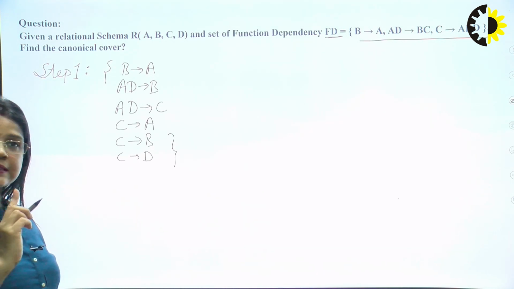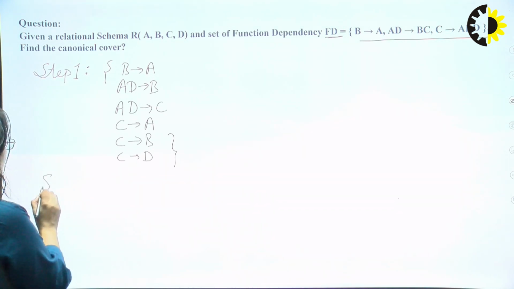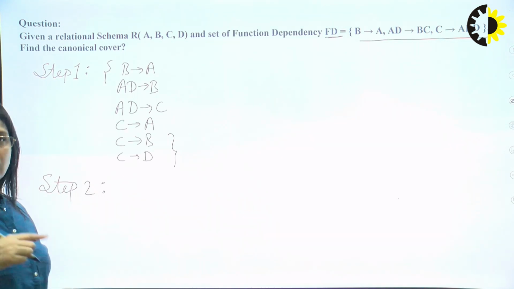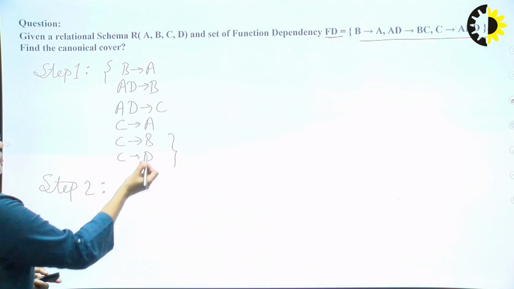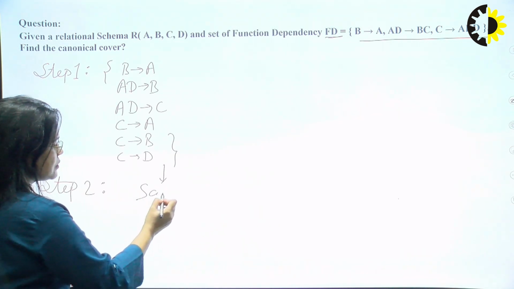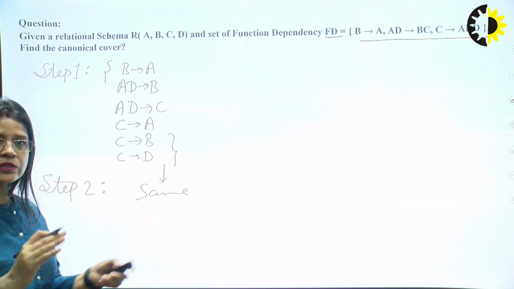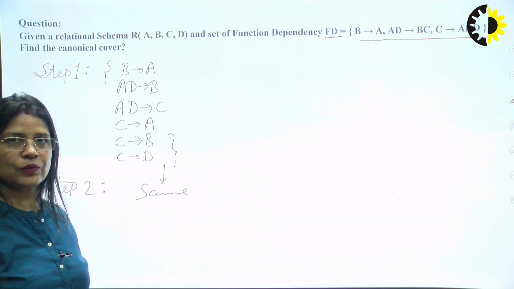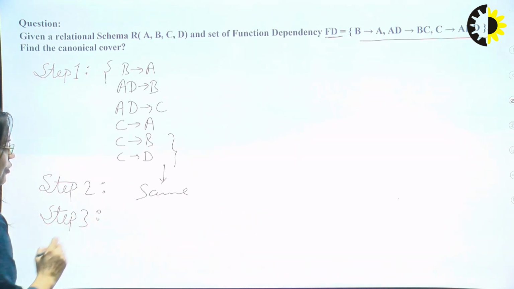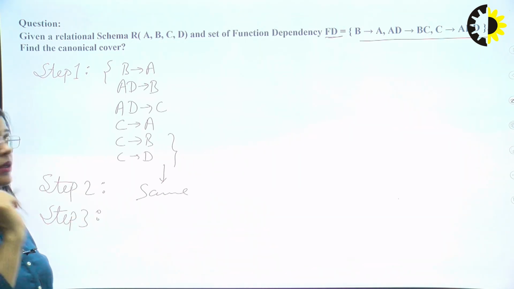So in step 2, what was step 2? We need to make this new set of functional dependencies. This new set of functional dependencies is what? It is the same, right? So till step 2, we have covered our algorithm. Step 3 was very important. Now, in the third step, what do we need to do?